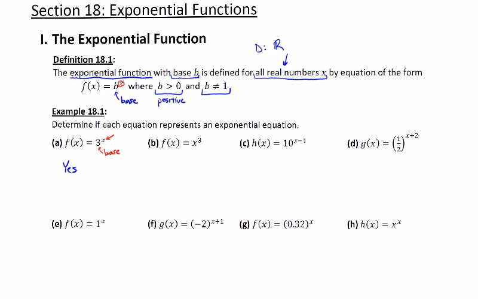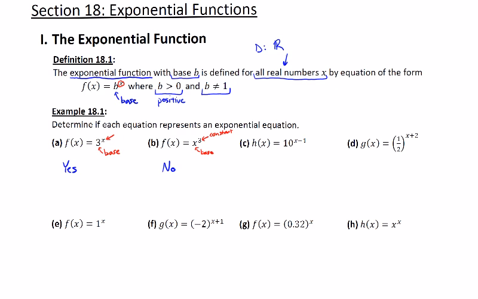Part B, f of x is equal to x raised to the third. Now you might first look at this and say, oh yeah, it's got to be exponential because there's an exponent. Keep in mind what has to be in the exponent. In this case the exponent is a constant. It's just 3. Your variable is down here on your base. So for it to be an exponential function, you need the base to be constant, and you need the exponent to be the variable. So this is actually an example of a polynomial. This is the kind of structure that we have for polynomials, where the variable is the base and the constant is the exponent. So this does not get to qualify as being exponential.